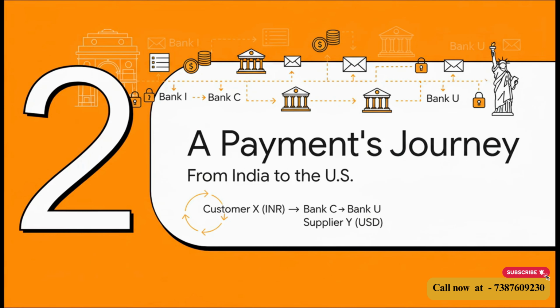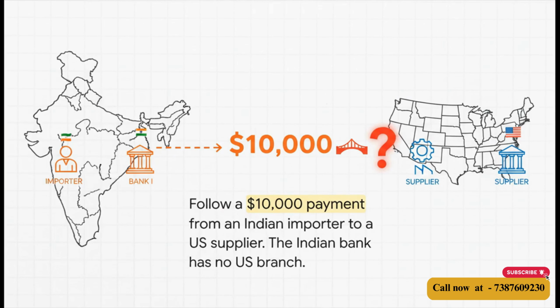All right, so that's the theory. But what does this actually look like when real money is on the line? Let's follow a payment. We're going to trace a single transaction from India all the way to the US and see exactly how these accounts get to work. So our story starts with a pretty standard business deal. We've got an importer in India who needs to pay their supplier in the United States $10,000. Simple enough, right? Well, the problem is the Indian bank has no branches in the US. So how do they get the money there?